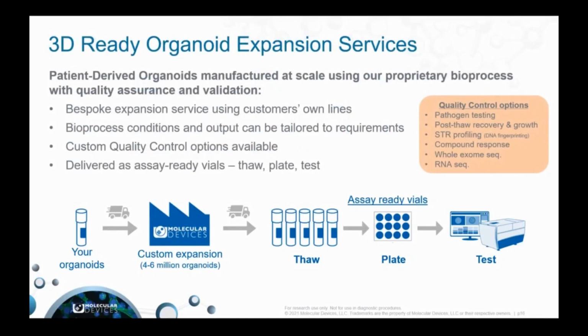And now this is a bespoke service. So we consult with you to discuss your specific needs, and we can tailor the culture conditions to work with your organoid biology. We can discuss the scale of production you need, the number of organoids per vial, and we also offer a range of quality control options. This can be for more standard post-thaw viability or maybe STR profiling, or more in-depth confirmations such as response to specific compounds, whole exome or RNA sequencing to confirm that the bioprocess has maintained all of the essential characteristics of your organoids.